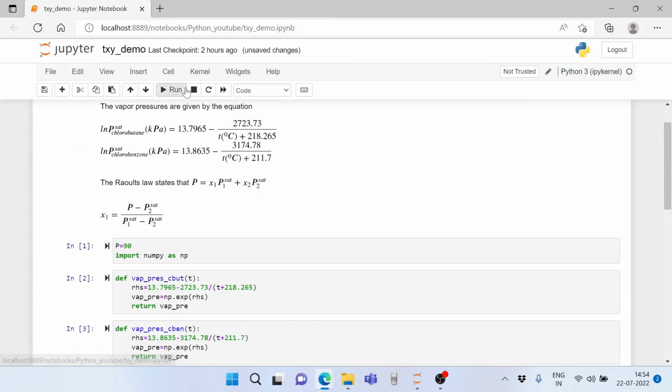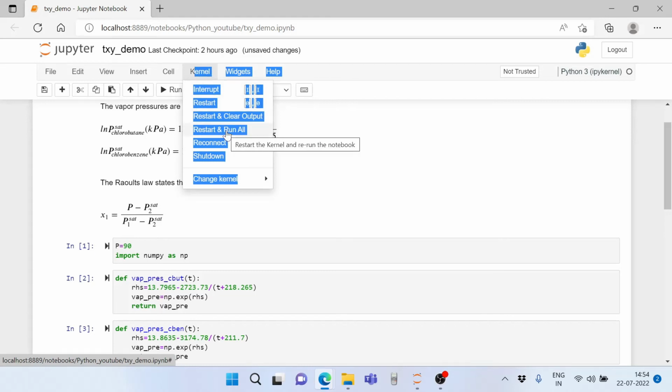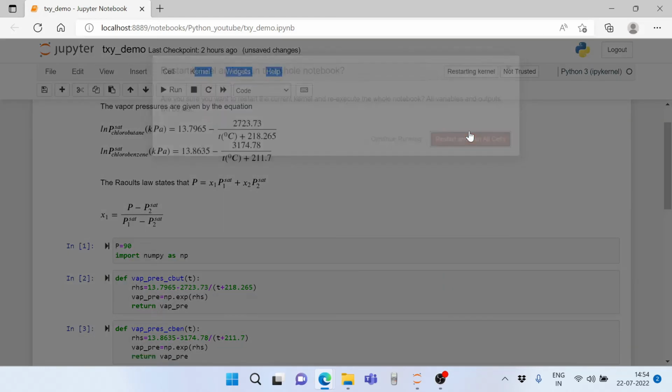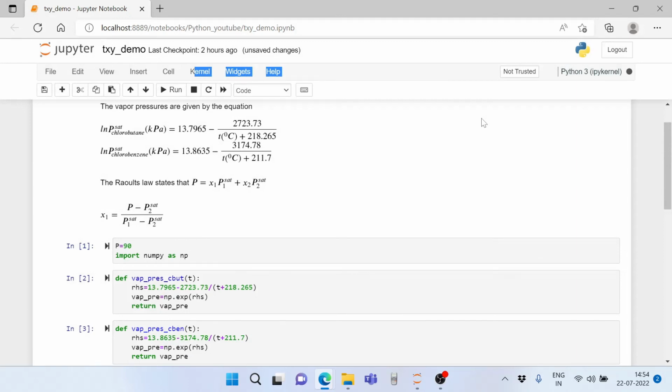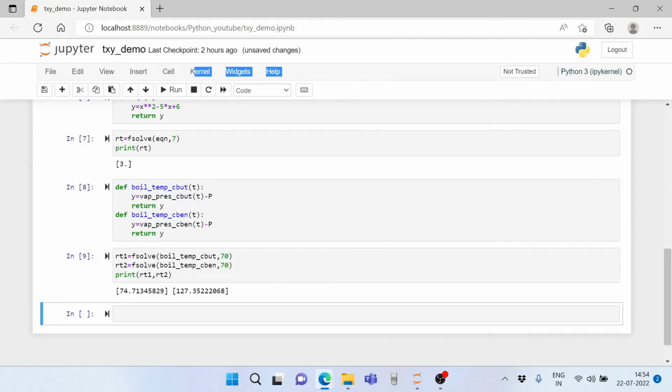Okay, so we need to run this once again because the kernel was shut off. So let's restart it. And then we are done. We get the value of boiling temperatures of chlorobutane and chlorobenzene as 74 and 127.